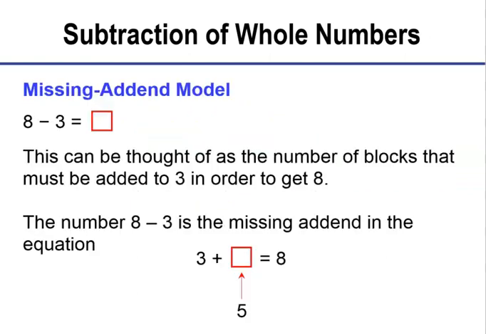And then you have the missing add-in model. So 8 subtract 3. And what you do is imagine what you would add to 3 to get 8 back. Notice they point out this can be thought of as the number of blocks that must be added to 3 in order to get 8 as a result. The number 8 minus 3 is missing the add-in in the equation. So 3 plus what number gives you 8?